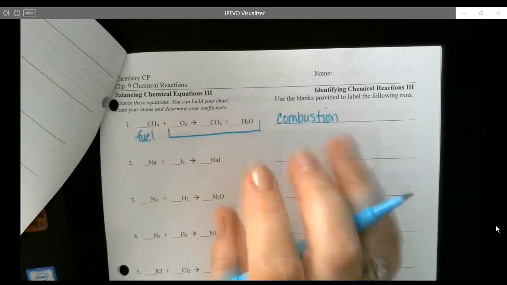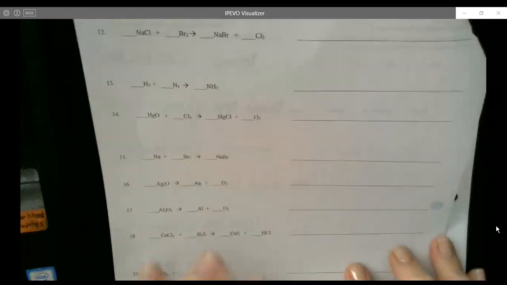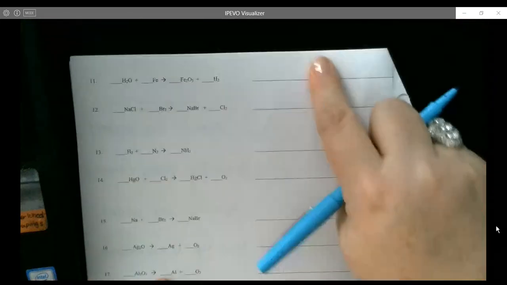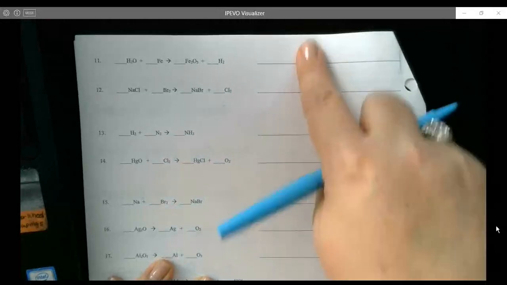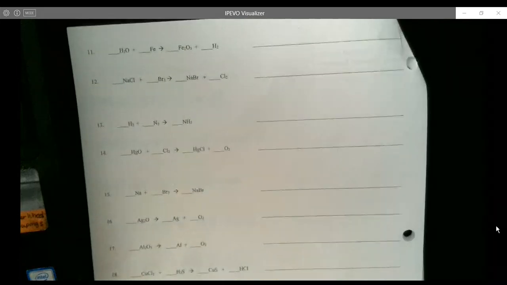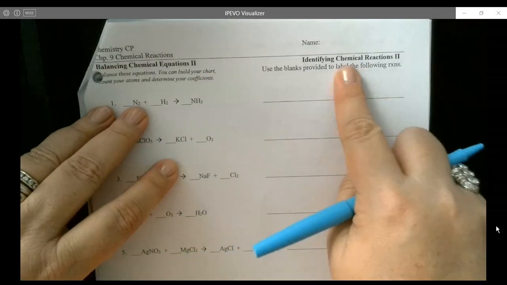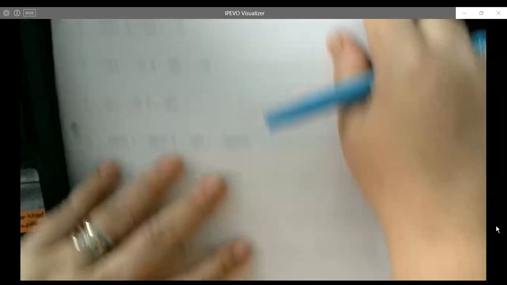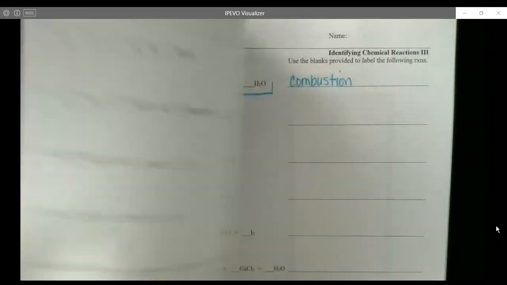Okay, so what I'd like for you to do now is I want you to go to page 6. I want you to move down the right-hand column, and I want you to identify 11 through 21 as either a synthesis, a decomposition, a single replacement, a double replacement, or a combustion. And I want you to flip over to identifying chemical equations, Roman numeral 2, which is page 7. I want you to move down the right-hand column, 1 through 9, and identify those.